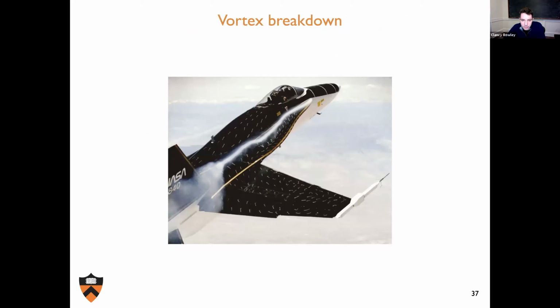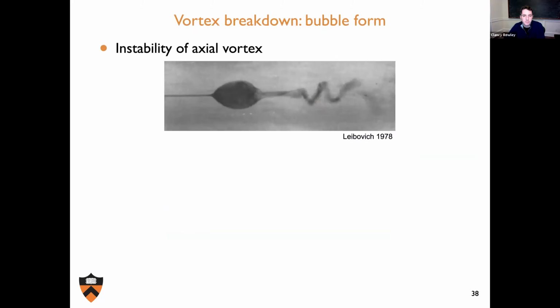For instance, this flow past this aircraft wing, you see the little white cloudy vortex being shed from the little wing, and then it sort of balloons up at the back as the vortex evolves downstream. So that's this phenomenon called vortex breakdown. And this has been well studied. Here's an experiment by Leibovich in 1978 showing the same phenomenon. The thin vortex expands into a thick vortex like that. And there's a stagnation point right at that location.